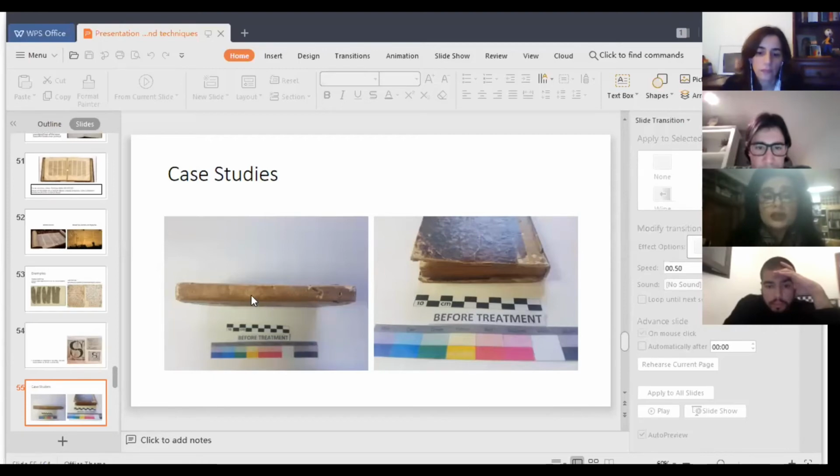As you can see here, the spine is totally damaged. It has perforations here. The spine is made of alum tawed material. Here, the book cover is made of cardboard.